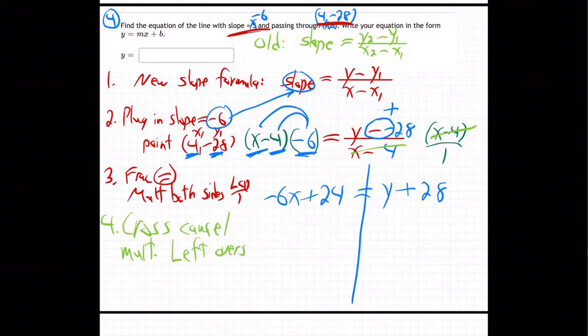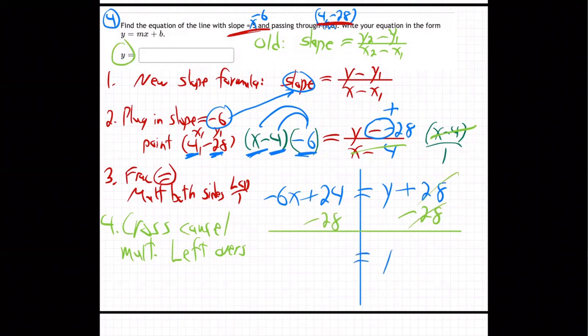Okay, here's the wall of separation. And y is saying, I want to be alone. So last step, subtract 28. And see how the equation is y alone up there? We have to get y alone. So subtract 28 from both sides. Boom, boom. y equals -6x. And what do these guys make? Minus 4. y equals -6x minus 4. There we go.